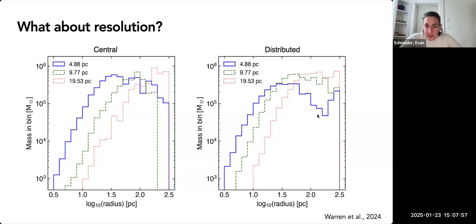This funny break in the size distribution in the distributed simulation, I think, may be real and may be related to that critical radius threshold that I was pointing out. Basically, clouds above this size scale can grow, and clouds below this size scale tend to get destroyed. But we need to do a little bit more work before I'll believe this actual shape.